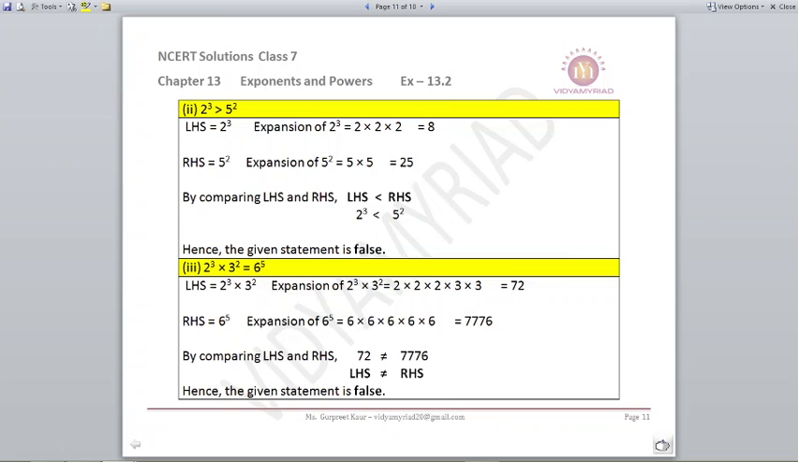Next, 2 raised to power 3 multiplied by 3 raised to power 2 equals 6 raised to power 5. Let us solve it. Left hand side, 2 into 2 into 2 into 3 into 3, you get 72. Your right hand side you have 6 raised to power 5. When you do this, you get 7776. It is not the same. So the statement is false.